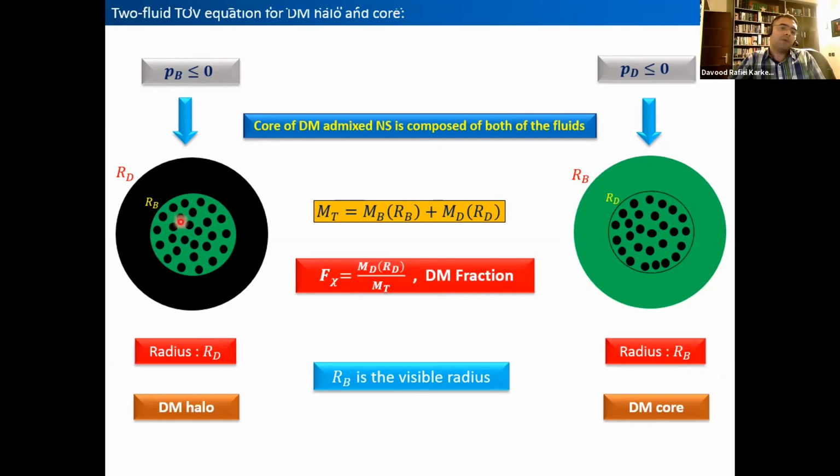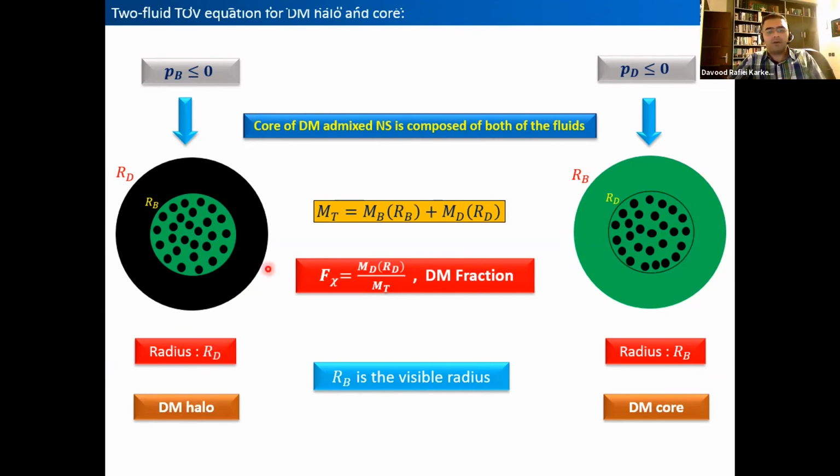However, if the pressure of the baryonic matter part gets to zero first, then we again have a core that is a mixture of dark matter and baryonic matter. However, the radius of the object will be computed based on the equation of state of dark matter, so we call it RD, and this structure is named the DM halo.